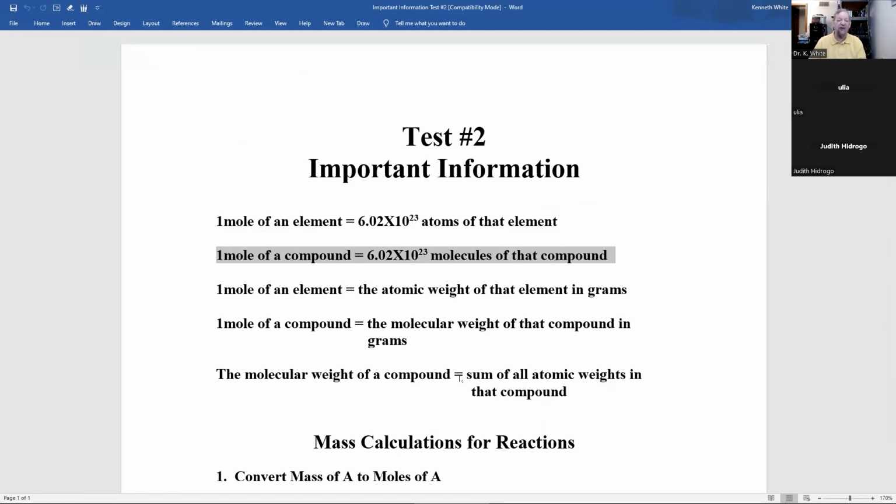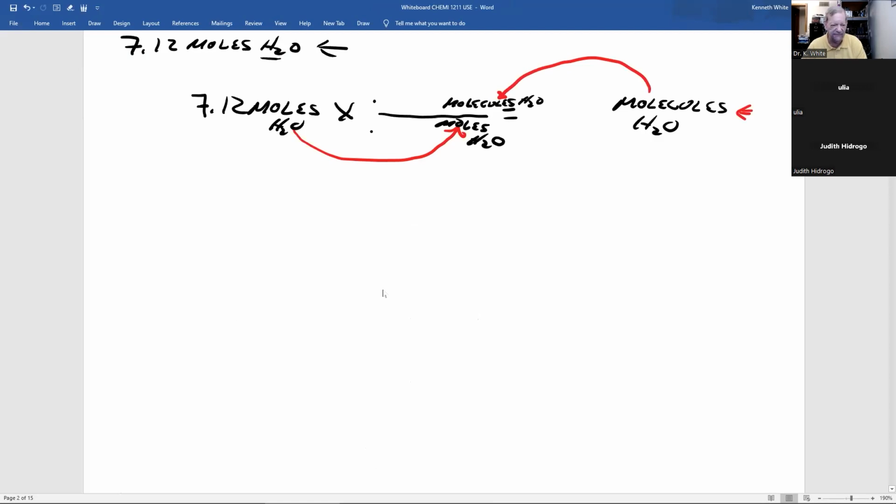So this part you don't have to write down, but I will. 1 mole of compound equals 6.02 times 10 to the 23rd molecules.